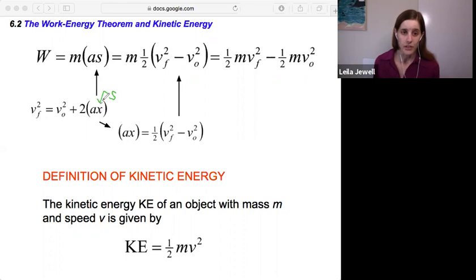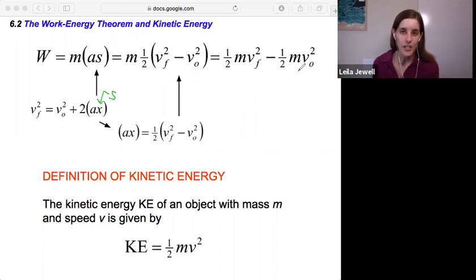So if we rearrange this equation to solve for the acceleration times the displacement, we get that acceleration times displacement is 1/2 times the final velocity squared minus the initial velocity squared. And we can substitute that in for the a times the s. So then we have m times this 1/2. If we pull the 1/2 out and distribute the m and the 1/2, we're left with work equal to 1/2 the mass times the final velocity squared minus 1/2 the mass times the initial velocity squared.